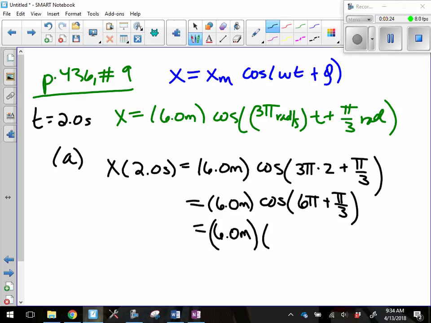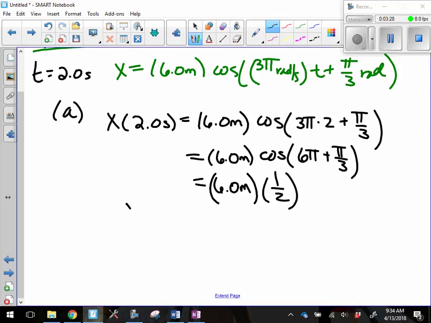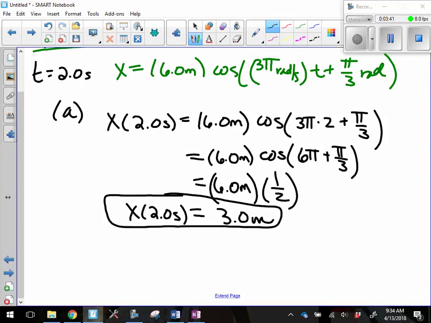Okay, I think that's about right. So what's the position going to be at 2 seconds? Yeah, 3.0 meters. Okay. So that's pretty straightforward.